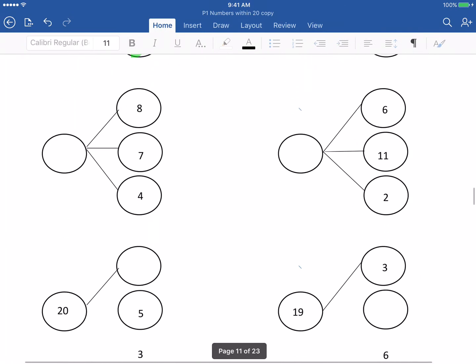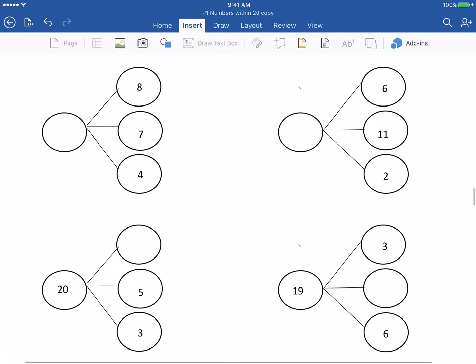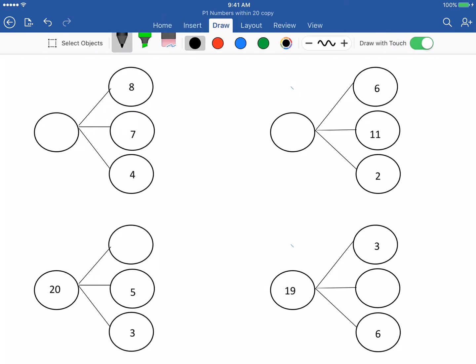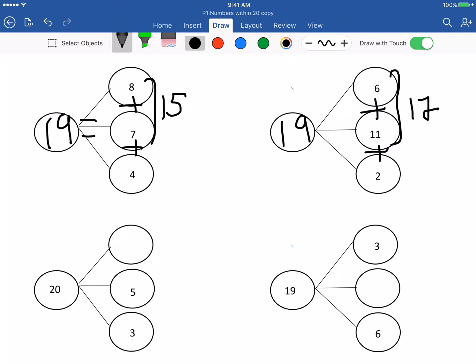Okay, let's move on to the next one. 8 plus 7 plus 4 is actually equal to, what's 8 plus 7? It's actually equal to 15. 15 plus 4 is 19. Next one, 6 plus 11 plus 2. What's 6 plus 11? 17. 17 plus 2 is actually equal to 19.